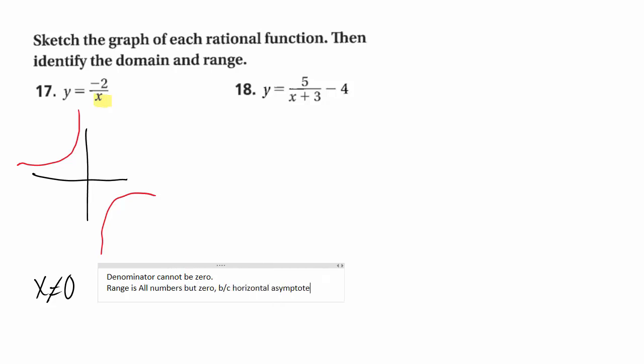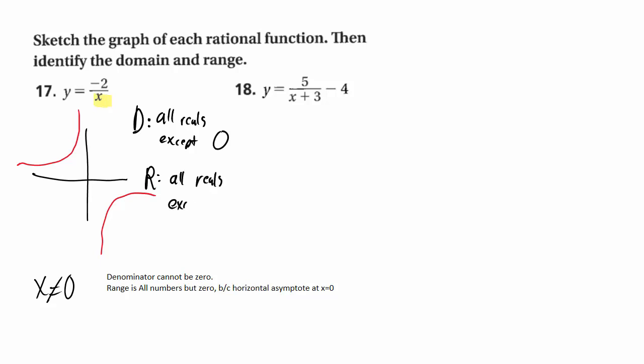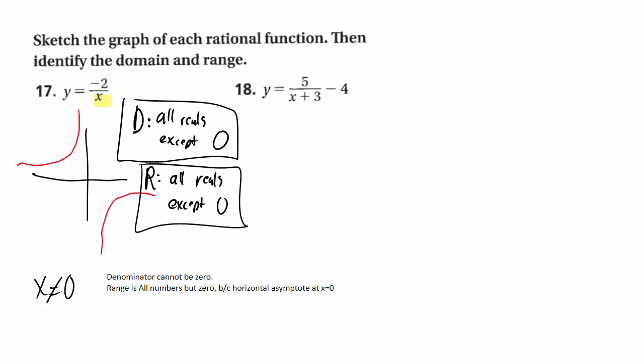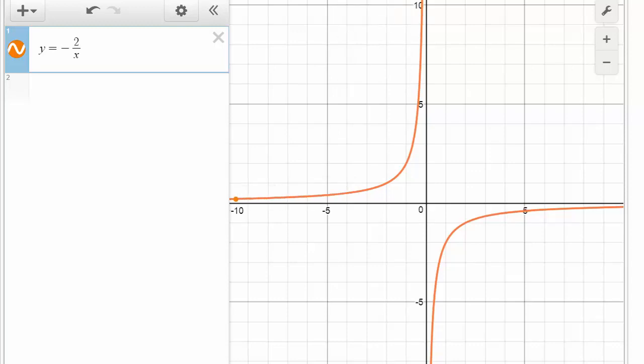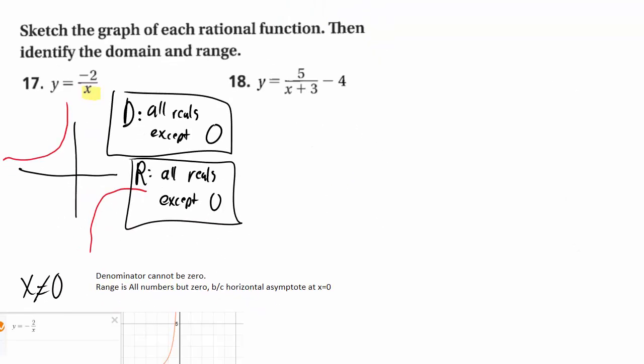And so we know that this thing doesn't want to touch x equals 0. And so your domain, you can't put 0 in there, so it's all reals except 0. And the range is, you'll notice that it doesn't want to touch the y-axis or x-axis. So the range is also everything except 0.